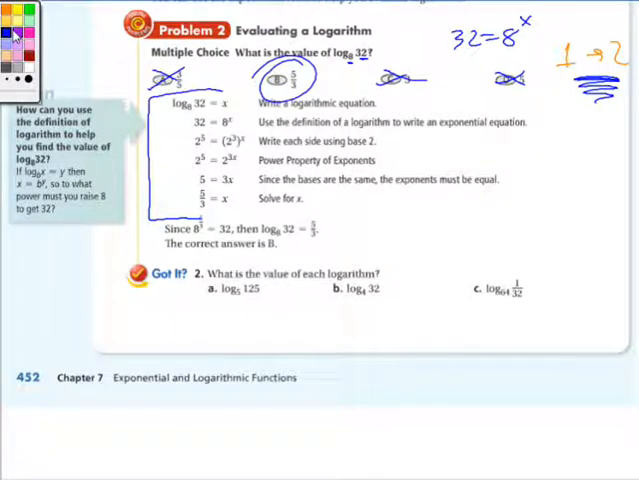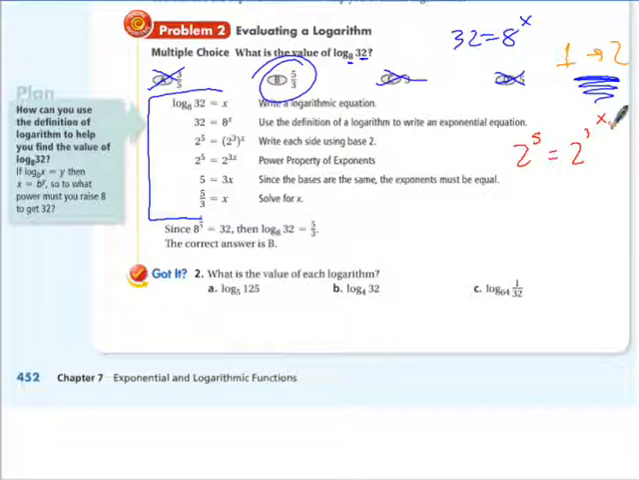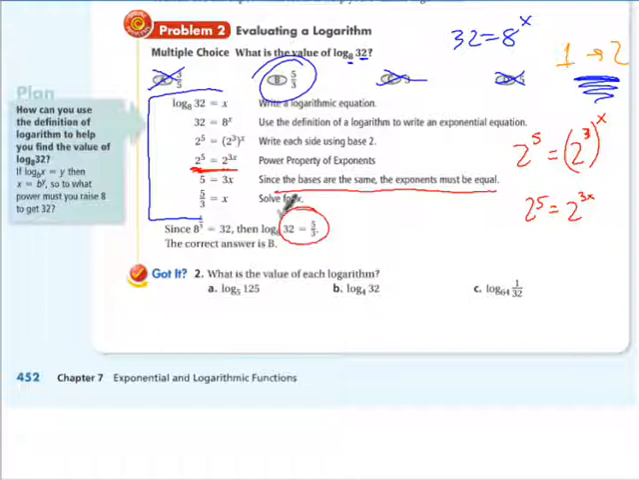So I'm going to change the way these are written. I noticed that 32 is 2 to the 5th. There's no rule for this, it's just something I noticed. I also know that 8 is 2 to the 3rd, and then that's being raised to the x. 2 to the 3rd to the x is the same as a power to a power, so we multiply. It's 2 to the 3x. Once the bases are exactly the same, I can set the exponents equal to each other. Since the bases are the same, the exponents must be equal. So 5 equals 3x, so x equals 5/3, and that's how we get the answer.